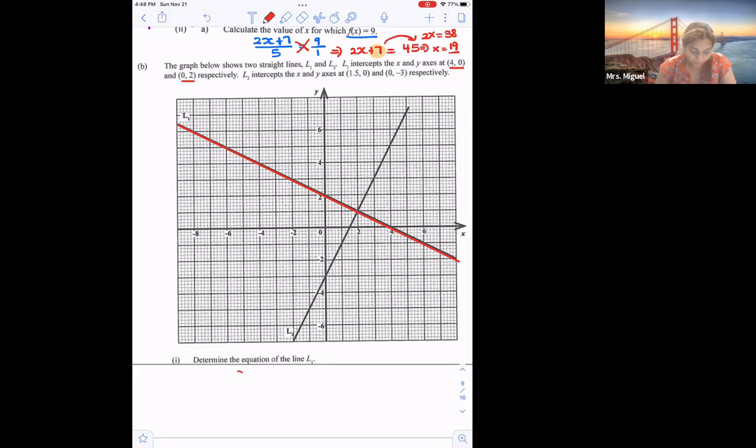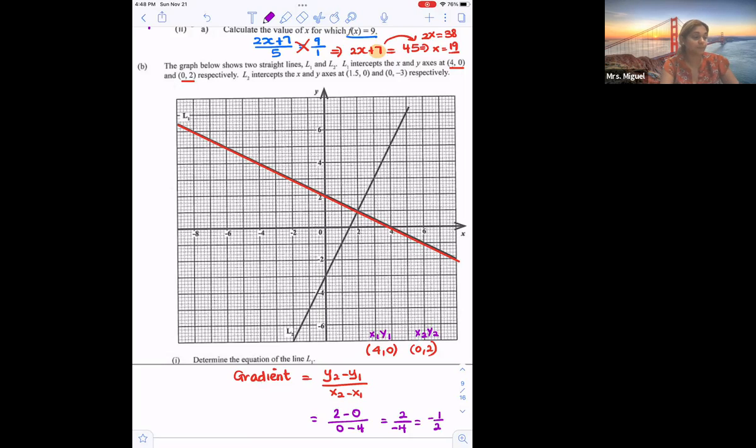So the formula for gradient is y2 minus y1 over x2 minus x1. So I need to label my points. So I don't get confused, I'm going to label them x1, y1, x2, y2. So y2 is 2, y1 is 0, x2 is 0, x1 is 4. So this will give me 2 over negative 4, which is negative a half.